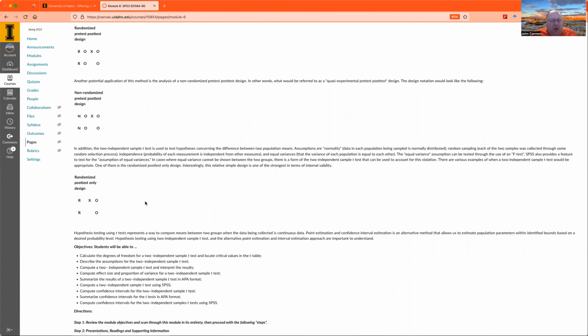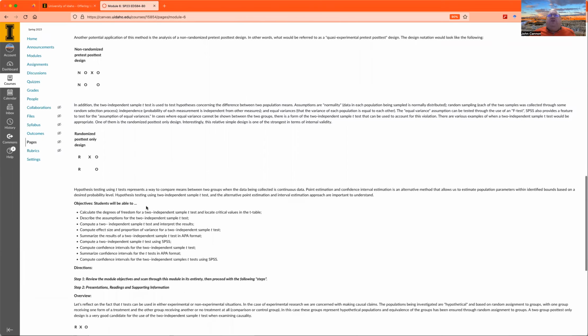Hypothesis testing using t-tests represents a way to compare means between two groups when the data being collected is continuous data. Point estimation and confidence interval estimation is an alternative method that allows us to estimate population parameters within identified bounds based on desired probability level. Hypothesis testing using two independent sample t-tests and the alternative point estimation and interval estimation approach are important to understand.